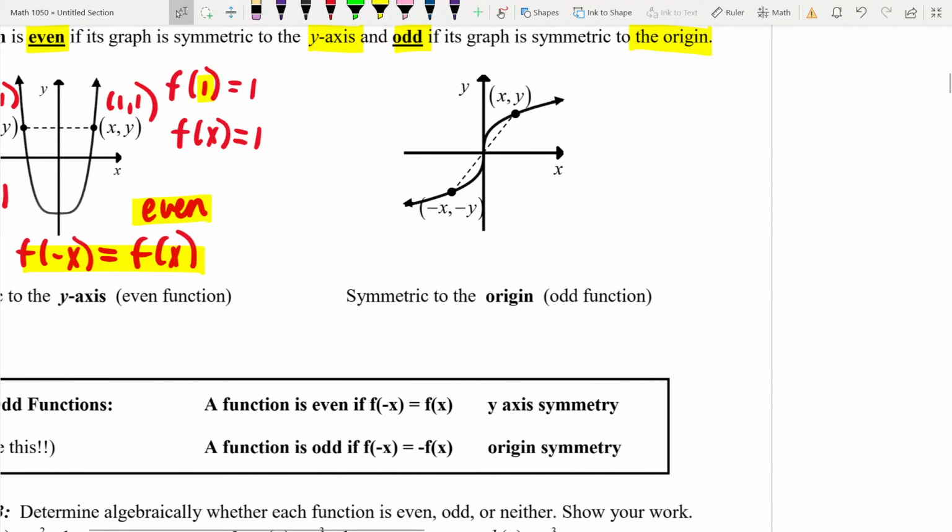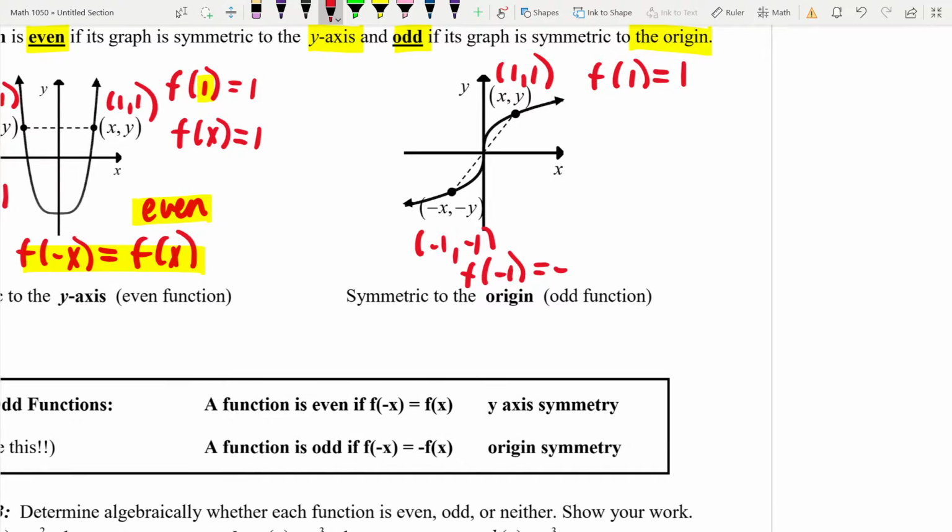Okay, let's do the same thing over here. Let's let that ordered pair (x, y) be (1, 1). Then when you reflect it, the ordered pair over here is, somebody tell me what that would be over here. Thank you, (-1, -1). So if I have the ordered pair (1, 1), then I have f of 1 is equal to 1. If I have (-1, -1), then I have f of negative 1 is equal to negative 1.